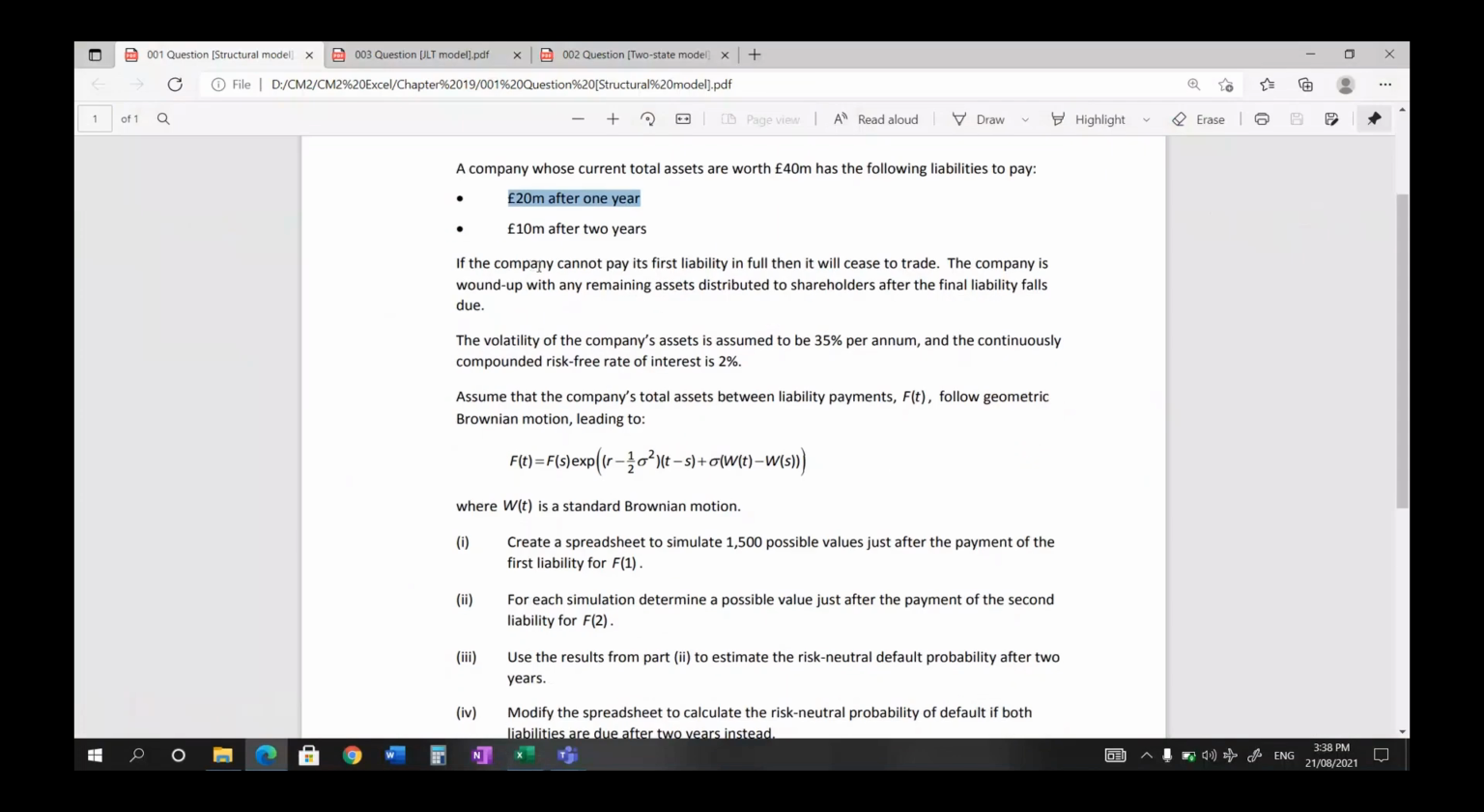If the company cannot pay its first liability in full, then it will cease to trade. So basically if it has less than 20 million, it won't go ahead with the trade. It will stop.